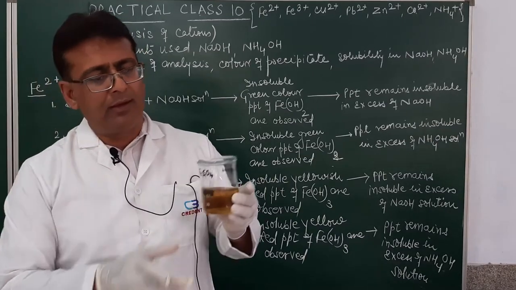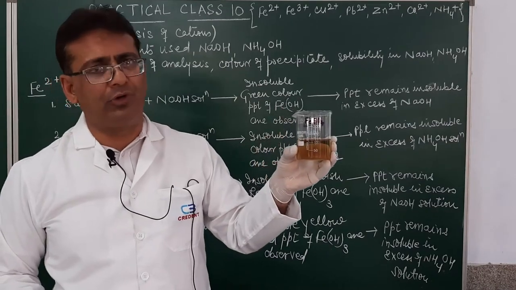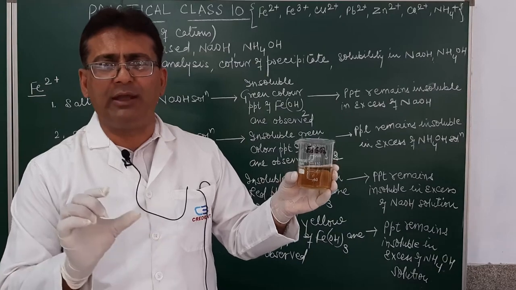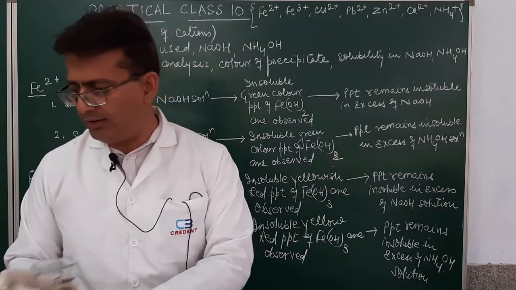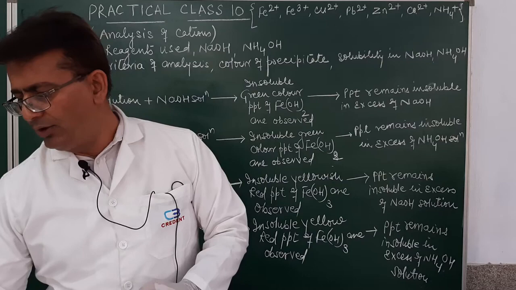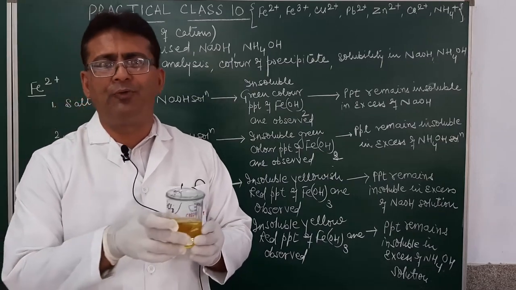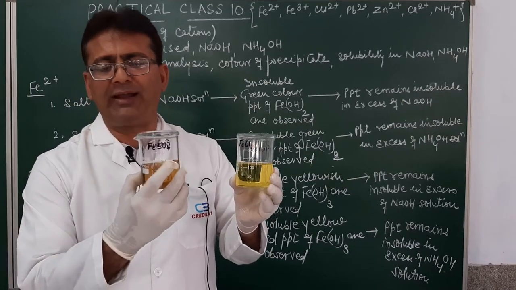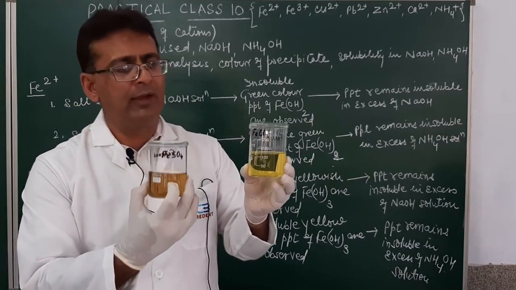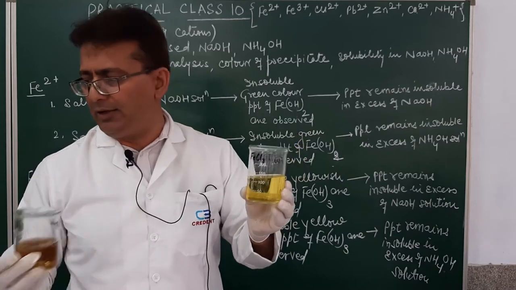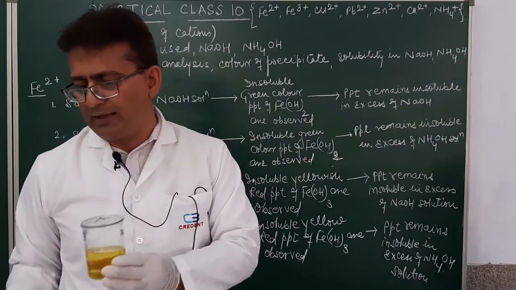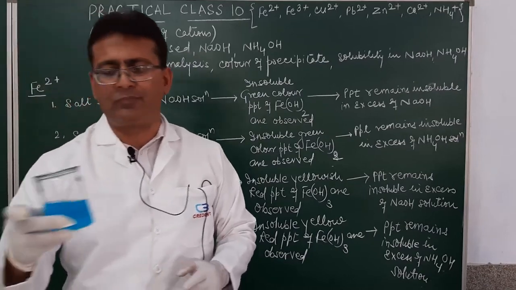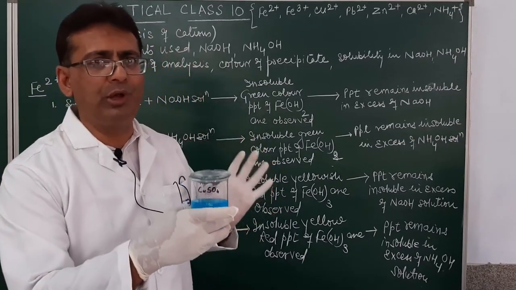This is a ferrous sulfate salt solution. How is it prepared? By dissolving ferrous sulfate in water. Then this yellowish color solution is a ferric chloride solution. You can see the difference in the color. This is ferrous sulfate with a slightly greenish tinge, ferric chloride solution with a slightly yellowish tinge. Then we have a copper sulfate solution. You can see the color, it is blue in color.